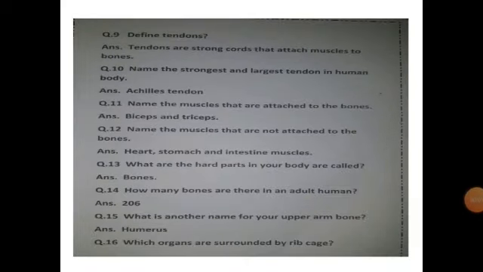Now some short question answers are here. Question number 1, what are the hard parts in your body called? Answer is bones. Question number 2, how many bones are there in an adult human? The answer is 206. Question number 3, what is another name for your upper arm bone? The answer is humerus.